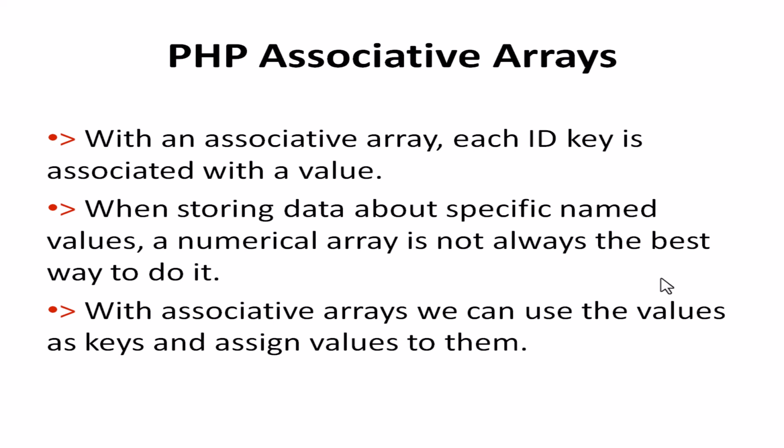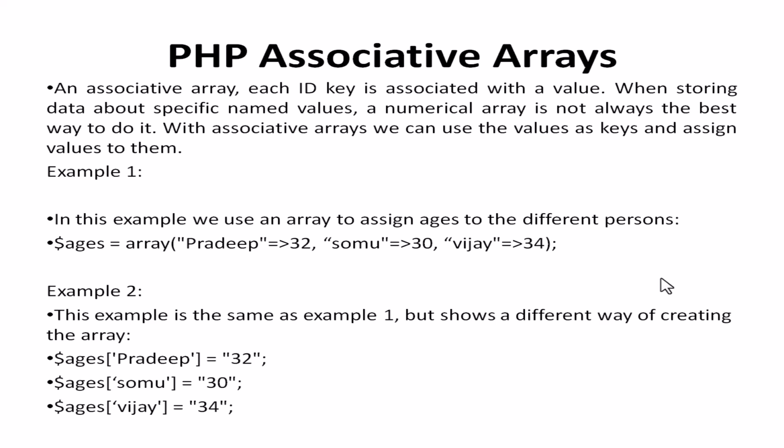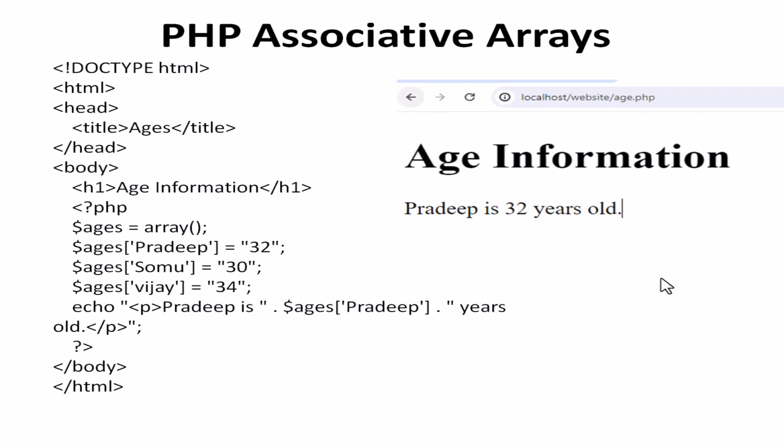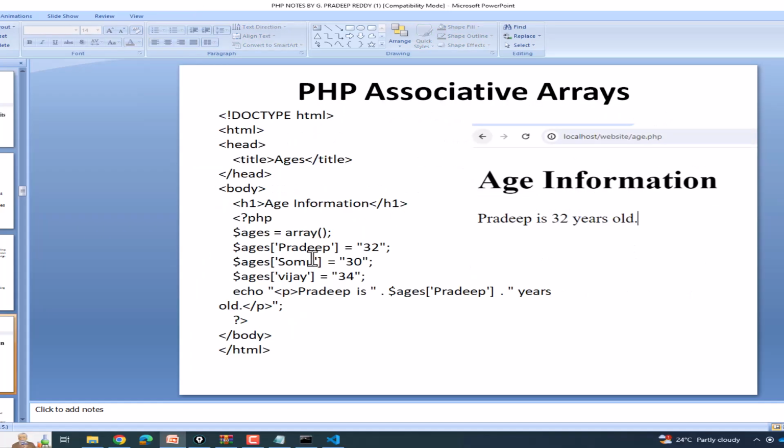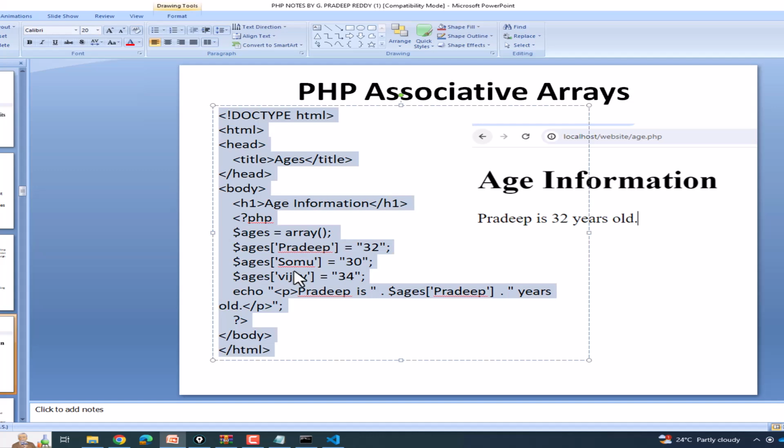So next, PHP associative array. Within an associative array, each ID key is associated with a value. When storing data about specific named values, a numerical array is not always the best way to do it. With an associative array, we can use the values as keys and assign the values to them. In the earlier program, we just gave the index and the name of the fruit. For example, if you want to create ages, for example Pradeep 32, Somu 30, and Vijay 34, like this you can specify an array. So let us see an example program, how you are going to specify the ages.